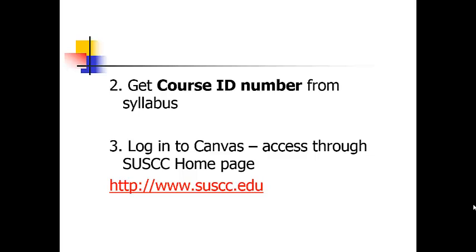You will also need a course ID number. You will find this in the course outline, also the syllabus, and in your Getting Started module in Canvas. Obviously you're already logged into Canvas. If you're watching this video, you're already logged into Canvas through the Southern Union homepage.